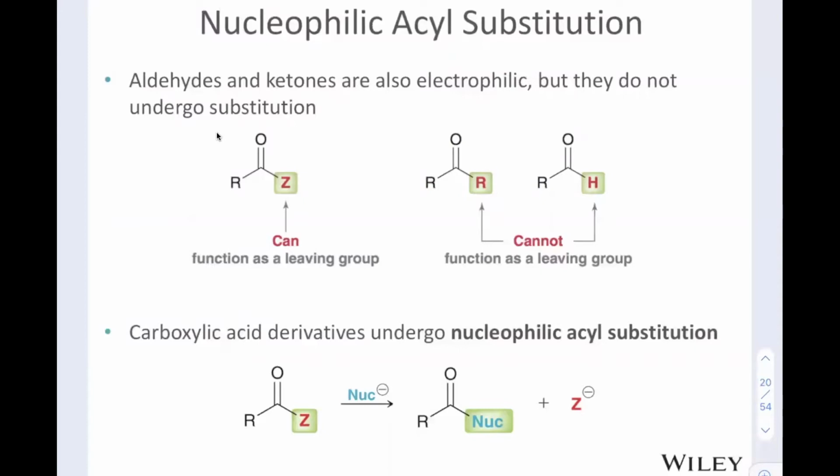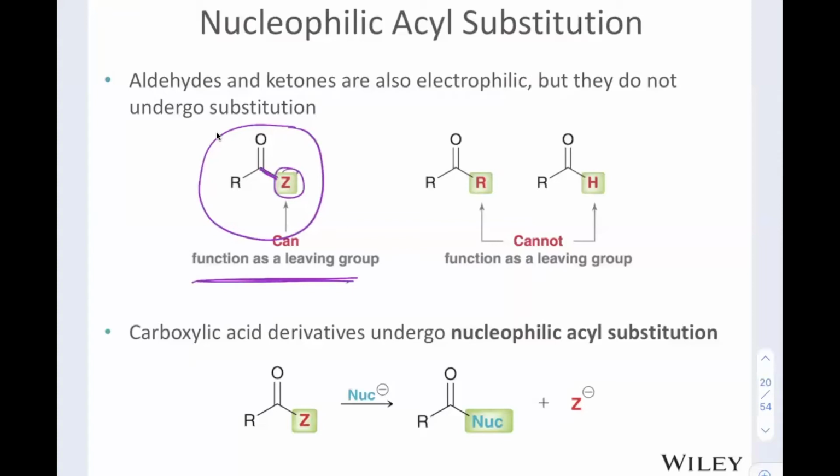With carboxylic acids and their derivatives, we have a situation where we have a carbonyl that is bonded to an atom or a group that can leave. An atom or a group that is a weak base, a weak conjugate base, weak enough that it'll be fine on its own. And so for carboxylic acids and carboxylic acid derivatives, meaning carboxylic acids, acid chlorides, acid anhydrides, esters, and amides, those compounds have a leaving group and will undergo what is called acyl substitution.